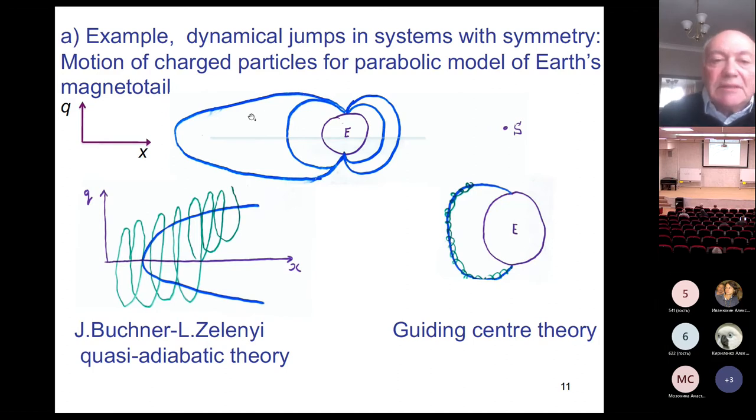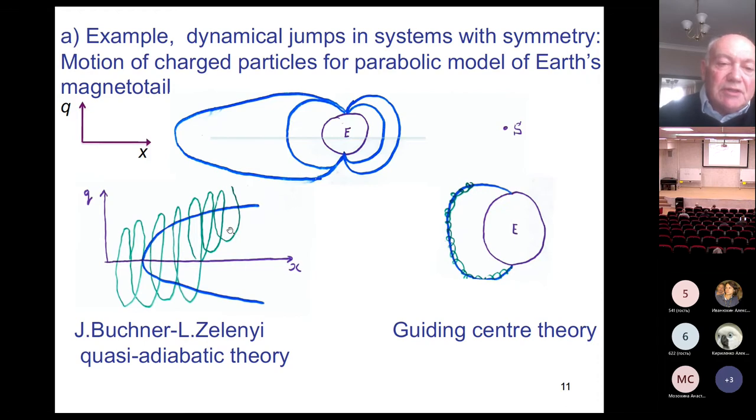But we are interested in another case. On the side opposite from the Sun, the magnetic field lines are very elongated because the magnetic field is rather weak, and the Larmor radius is very big and comparable with the curvature radius of the magnetic field. And so the trajectory looks like this.